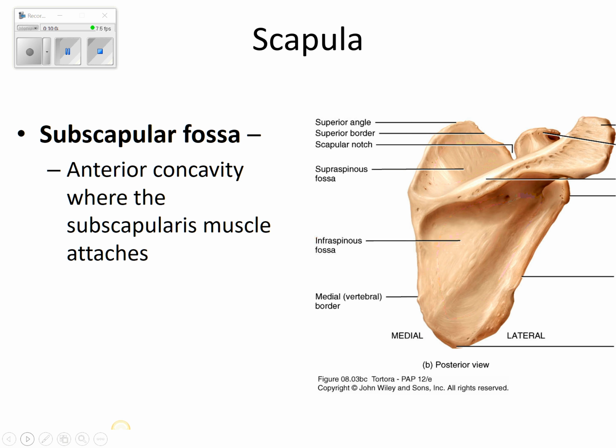The subscapular fossa is the anterior concavity, of course, where the subscapular muscle attaches. And this is showing you the posterior view. That fossa is going to be on the anterior view. So it's going to be on the anterior side. So that's why it doesn't show on this picture.